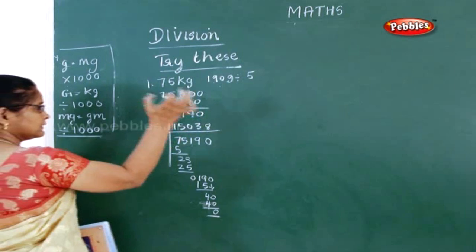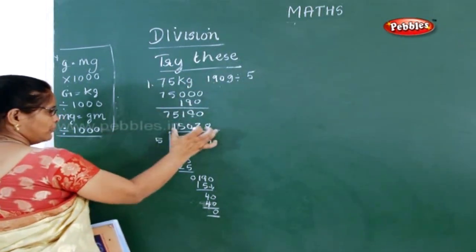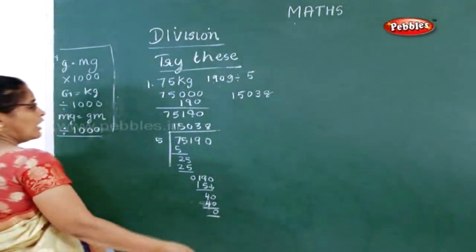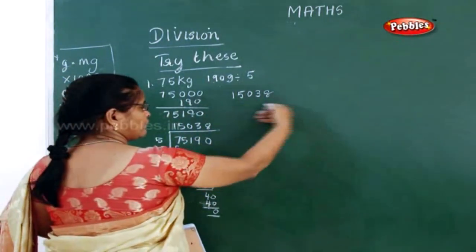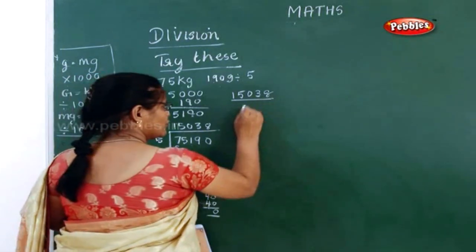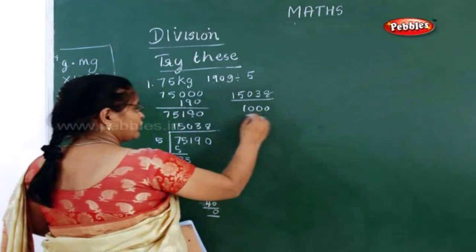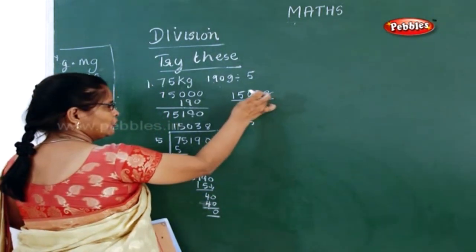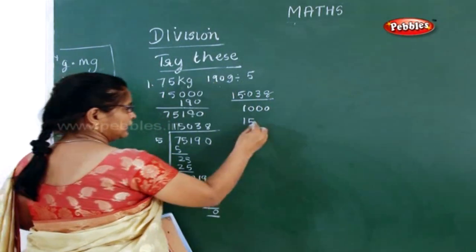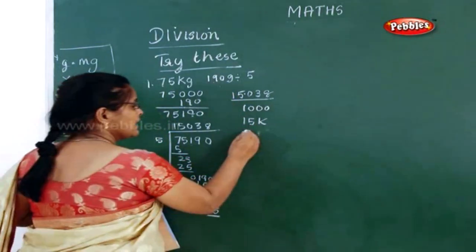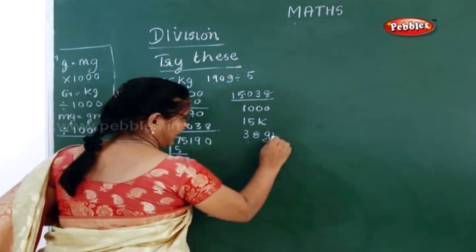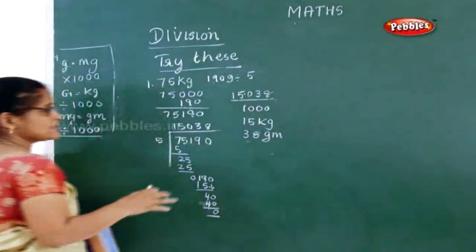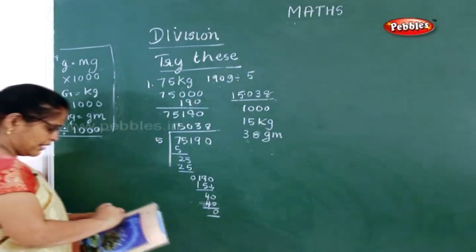See, after converting into gram, you are getting this value, 15038. Now, how will you write the answer? You can't just straight away write 15038. Again, you divide it by 1000. So when you divide it by 1000, what will you have? 15, because 3 zeros, you know, 1, 2, 3. So put a dot here. So immediately it is 15 kilos and 38 gram. Is it clear now? 15 kilos and 38 grams. So this is how you have to do your first sum.